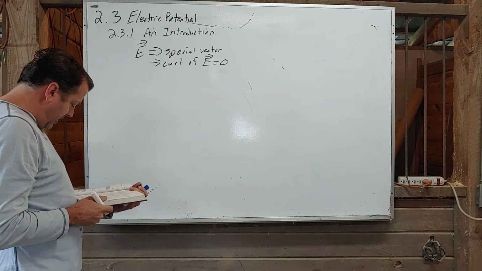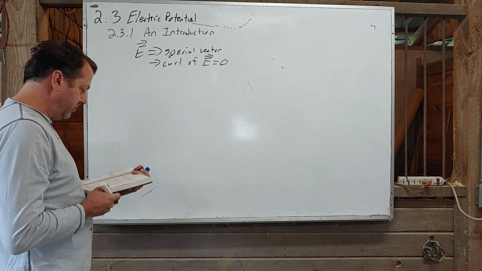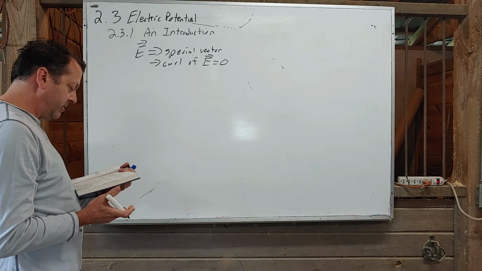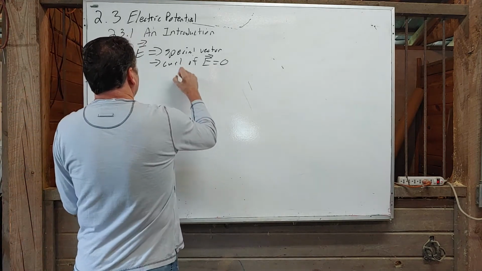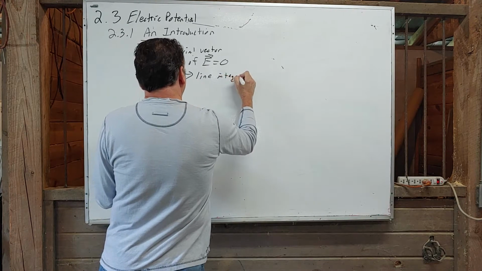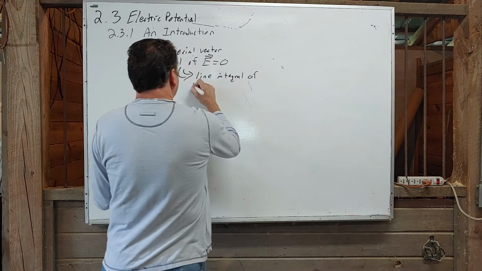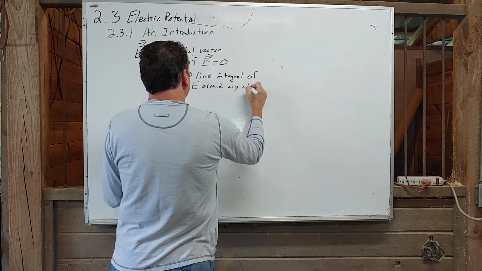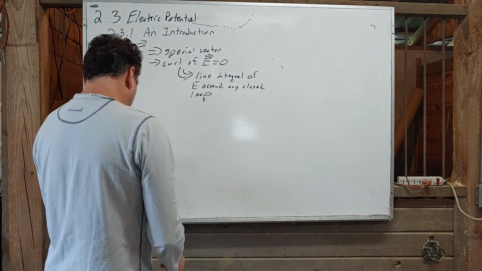Because of that, they're going to look at this and try to make it a scalar problem. If del cross E is zero, that means the line integral of E around any closed loop is zero as well.